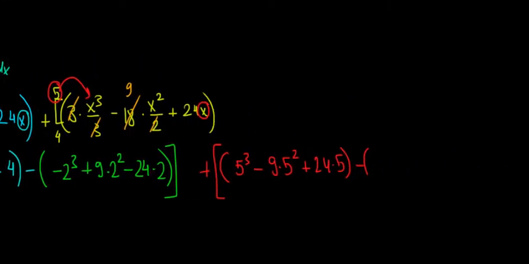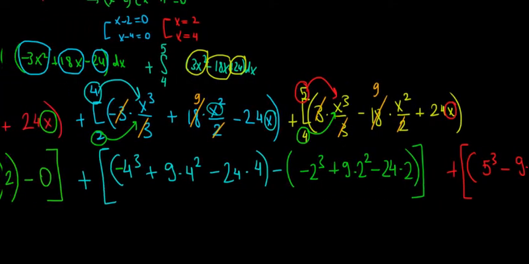So we substitute the lower bound, which is going to be 4. So 4 goes into x, and we will have 4 to the power of 3 minus 9 times 4 squared plus 24 times 4. We close that bracket. Let's see what the math works out here.